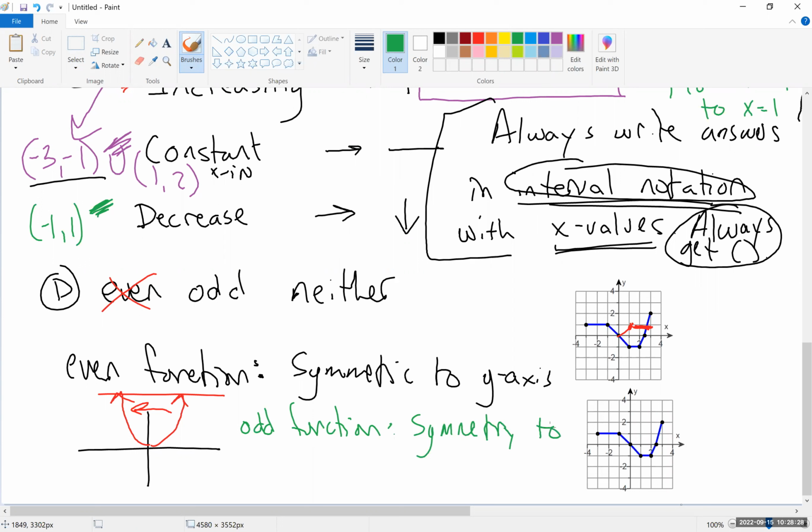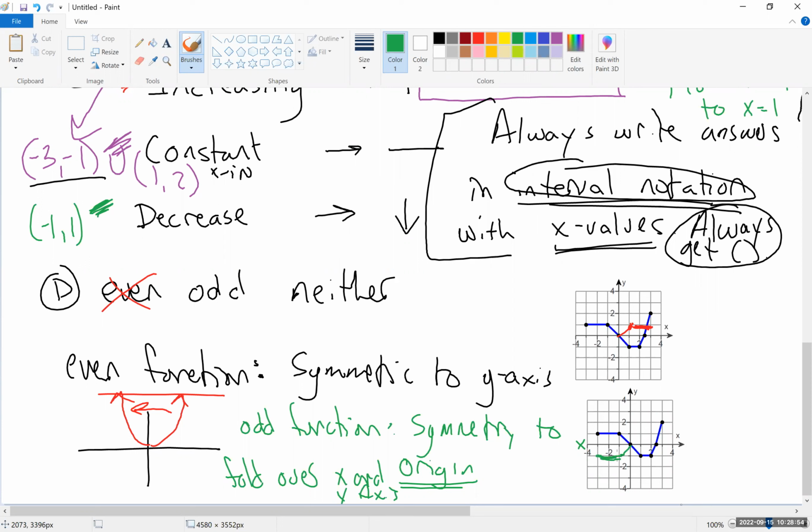Symmetry to the origin. Okay, and what you can do to find origin symmetry is you fold over the x and the y axis. So if we take the left side and we fold it over the x-axis, let's fold it over the x-axis first. This is what it'll look like, okay?